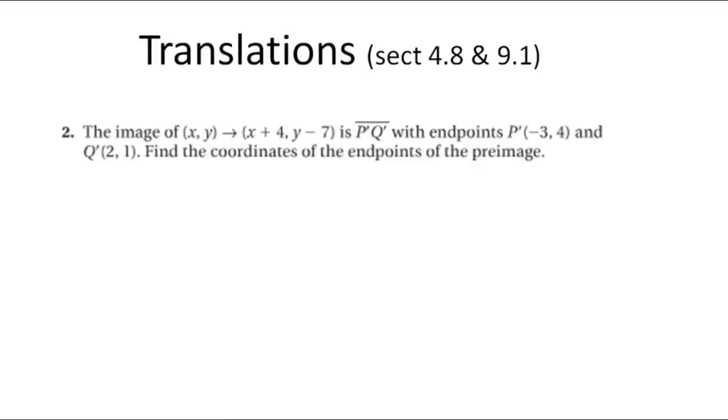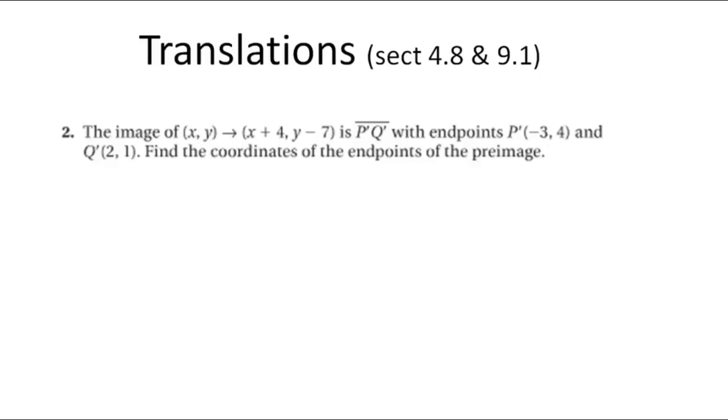Okay, now sometimes they actually ask me to work backwards. So they gave me the image and x plus 4, y minus 7 is my translation. And they tell me the endpoints of P prime, Q prime. P prime is at -3, 4, and Q prime is at 2, 1. They want to know where the pre-image is. Where did I actually start at?